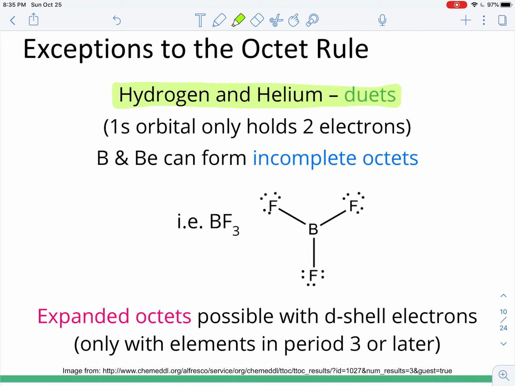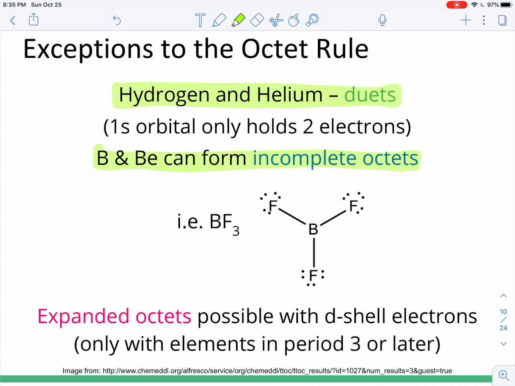And since helium only exists as 1s2 at the maximum, it doesn't have those other orbitals. It only has the ones that it can fill. So that's why those 2 elements are happy with the duet. The other exception is that boron and beryllium can form incomplete octets.